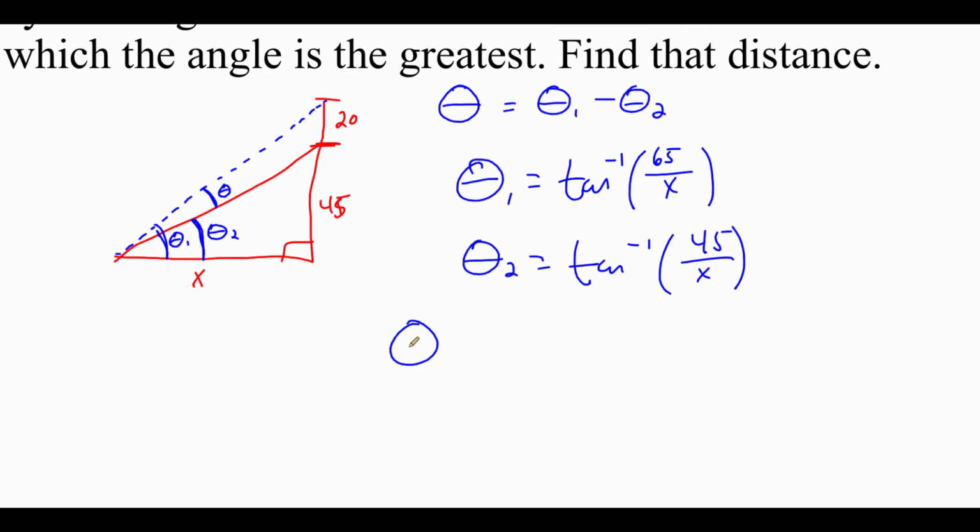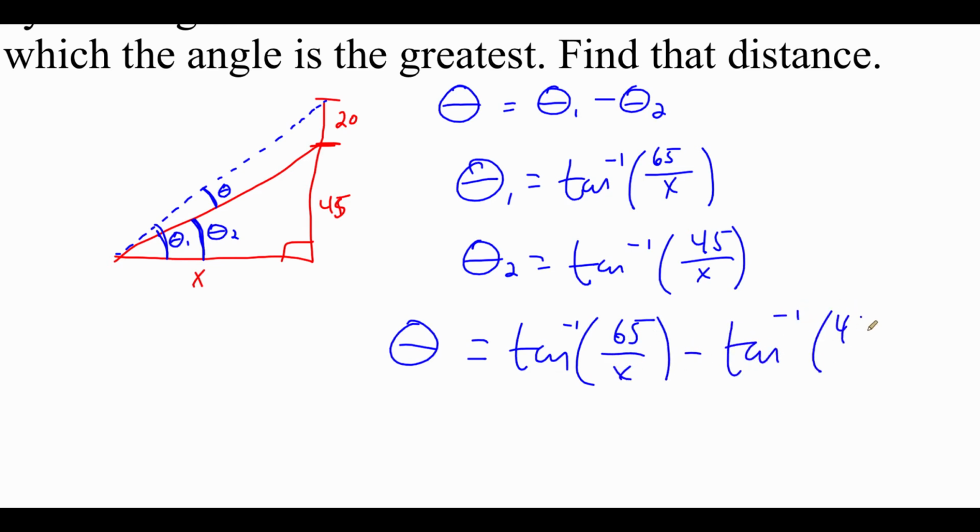So I can replace theta 1 and theta 2 in my equation for theta with these inverse tangents. So then I could say theta is equal to the inverse tangent of 65 over x minus the inverse tangent of 45 over x. And if I want to figure out where theta is its biggest, I think the easiest thing to do would be to graph out this equation on a calculator.